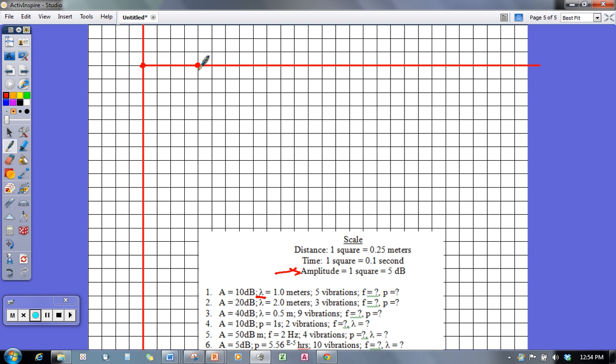How many wavelengths do we have for number 1? 5. How do you know? Because there's 5 vibrations. So we need to count across 4 squares 5 times, right? So we have 5 waves. 1, 2, 3, 4. 1, 2, 3, 4. 1, 2, 3, 4. So we have 5 wavelengths. We have 5 segments now. Okay. 5 vibrations.